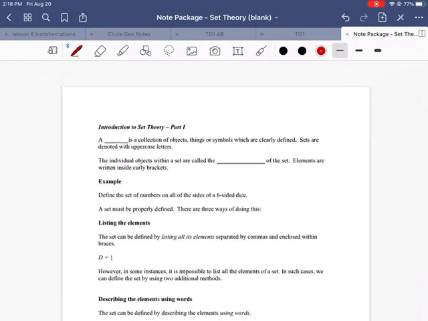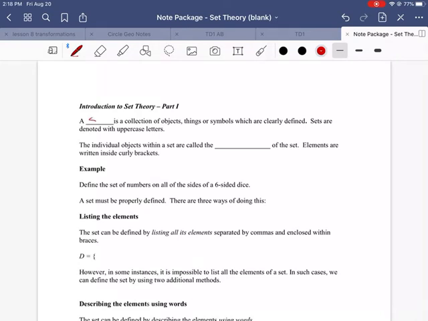So one thing to note here is a set is a collection of objects, things, or symbols which are clearly defined. All right, if you think about like a Lego set, you have the exact number of Lego pieces to make that set. All right, that's included for that particular Lego model. They're denoted with uppercase letters. The individual objects within a set are called elements. Elements are written inside curly brackets. So example, define the set of numbers on all of the sides of a 6-sided dice.